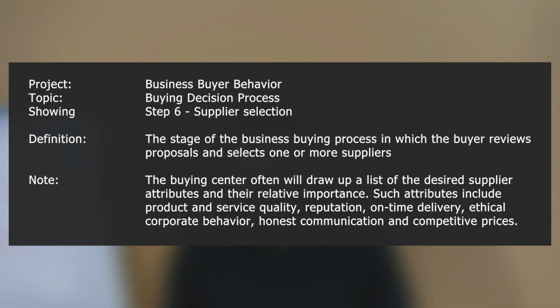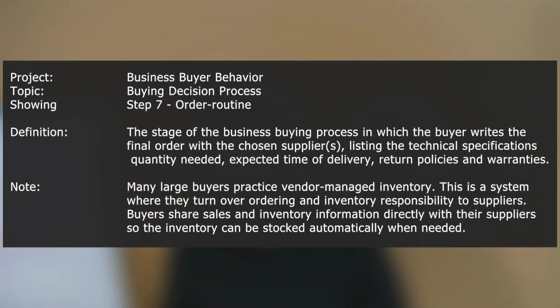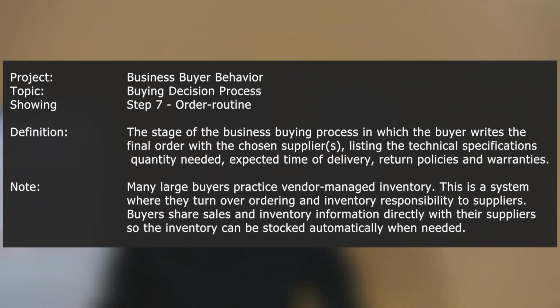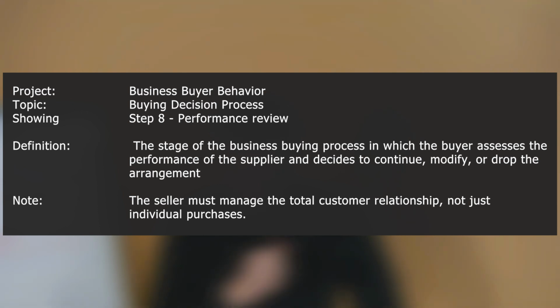During supplier selection, the buying center often will draw a list of desired supplier attributes and their relative importance. Such attributes include product and service quality, reputation, on-time delivery, ethical corporate behavior, honest communication, and competitive prices. In order routine specification, many large buyers practice vendor-managed inventory. This is a system where they turn over ordering and inventory responsibility to suppliers. Buyers share sales and inventory information directly with their suppliers, so the inventory can be stocked automatically when needed. Finally, in performance review, the seller must manage the total customer relationship, not just the individual purchases.